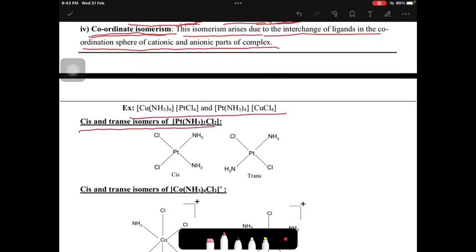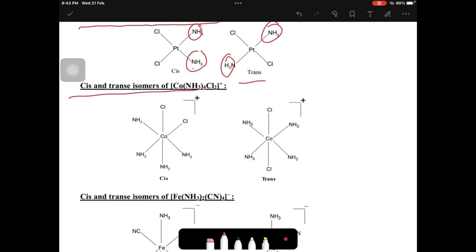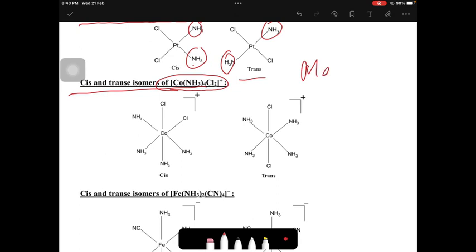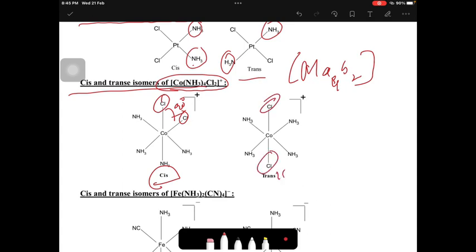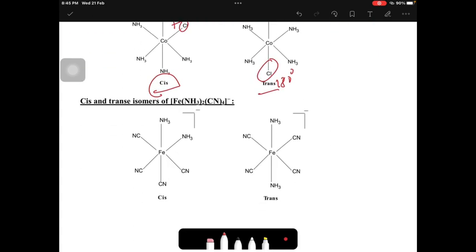Cis and trans isomers of PtCl. When similar groups are present adjacent to each other, it is cis; opposite to each other, trans. Here, cis and trans isomerism in [Co(NH3)4Cl2], that is Ma4B2 type. When similar groups are adjacent to each other with a 90 degrees bond angle, it is the cis form. When similar groups are opposite to each other at 180 degrees, that is the trans form.